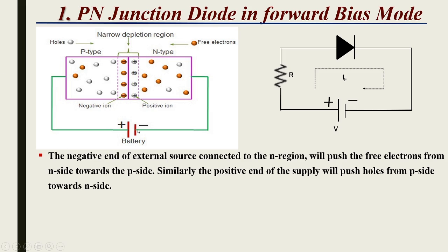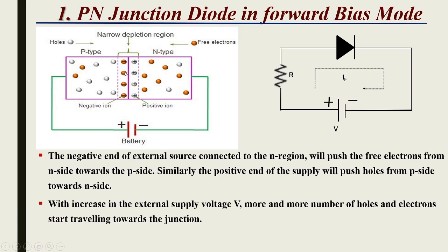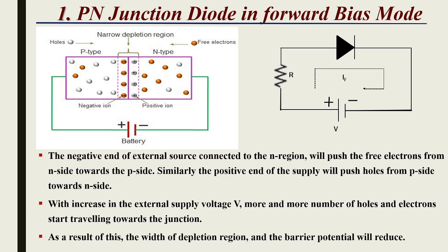So this negative terminal will repel these electrons from the N side and push them towards the junction, and this positive terminal will push these positively charged holes towards the junction. With increase in the external supply voltage, more and more holes and electrons start traveling towards the junction. As a result, the width of the depletion region and the barrier potential will reduce.